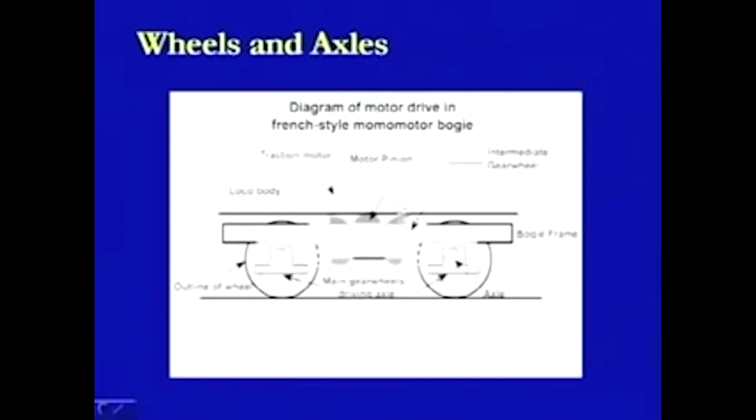Now from this motor pinion the power has to go to the wheel, so that's why there is an intermediate gear wheel system which is provided, which connects the motor pinion with the main gear wheel system. So this is a main gear wheel system which is being connected here on this side and this is being connected here on this side.